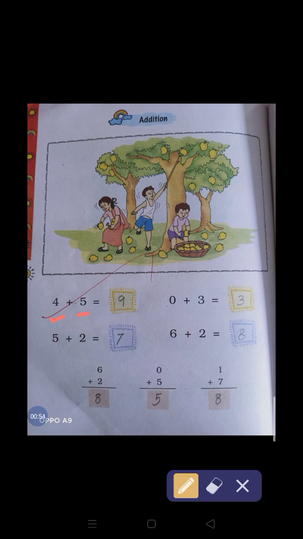So, leave your forefinger and keep your 5 in your mind. After 5, let's start counting. 5 after 6, 7, 8, 9. So your answer is 9.